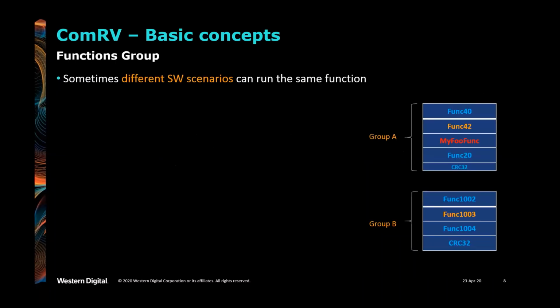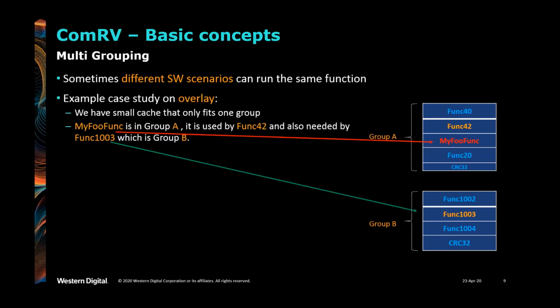Another feature, which is a very unique feature, we call it a multi-group. I will try to explain that by showing an example. Sometimes different software scenarios can run the same function. So let's look at the example. Let's say we have a cache area that can fit only one group. And we have my foo function in group A, and it's used by function 42, meaning function 42 is calling it. And it's also needed by function 1003, which is in group B.